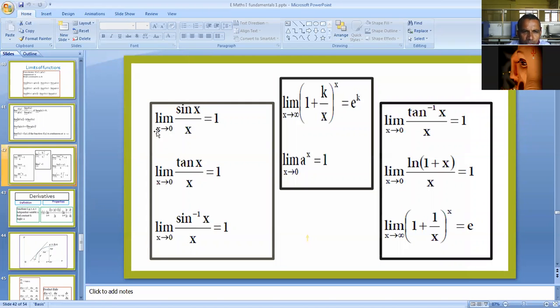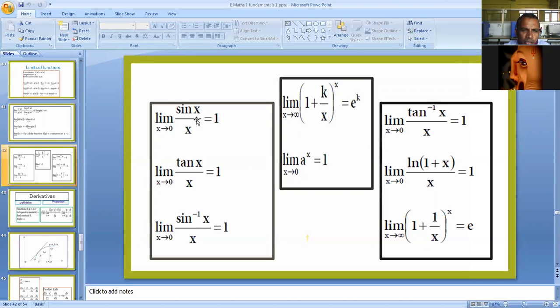Yes. This limit for the function sine x by x as x tends to 0 is 1. You have studied it. Does anybody have a solution or technique to get that 1? This is a simple example in limits, a simple result in limits.